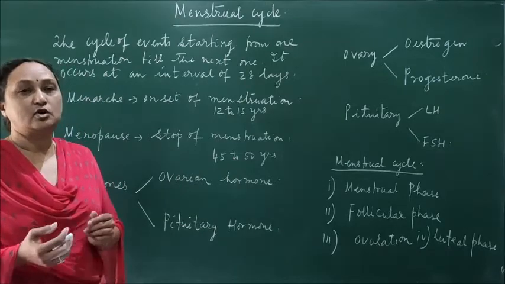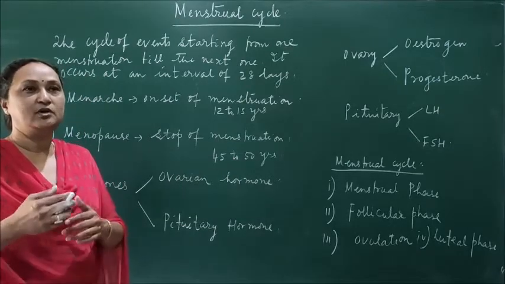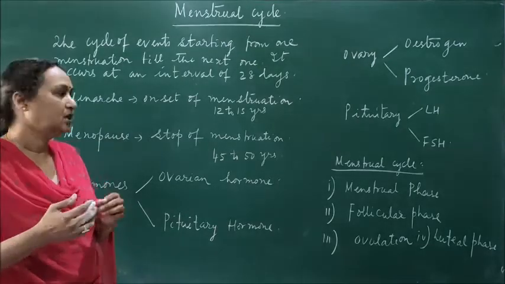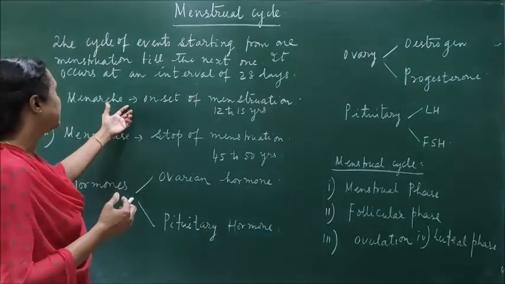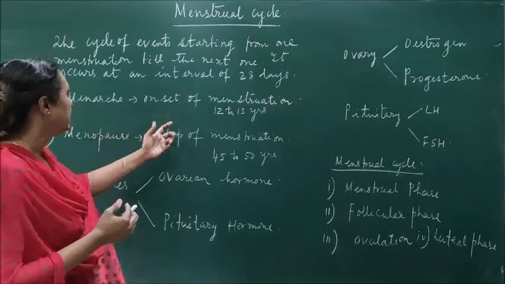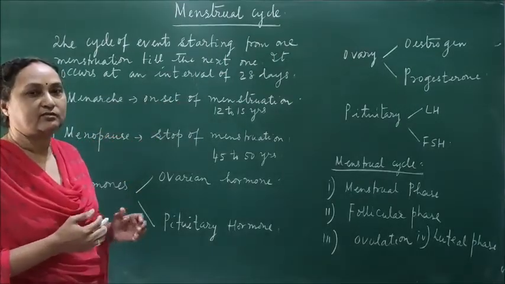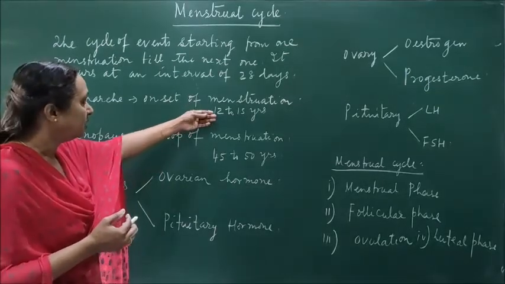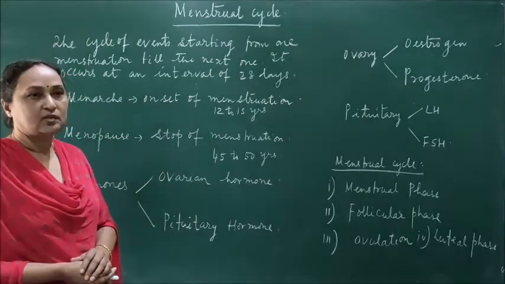you can find out the cycle will stop. So after menopause there is no ovum formation or ovum production from the ovary. So that is called menopause. So menarche, that is the starting of the cycle, and menopause, that is when the cycle stops. And this age is also variable.